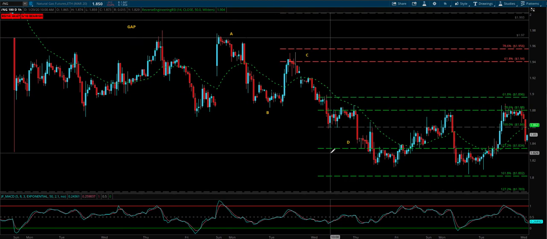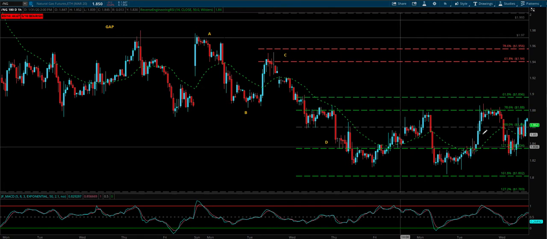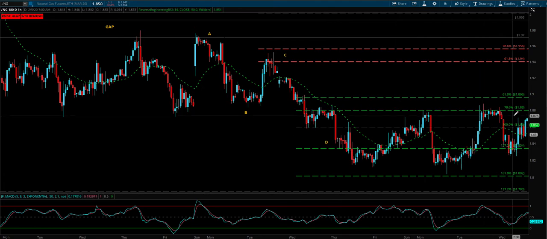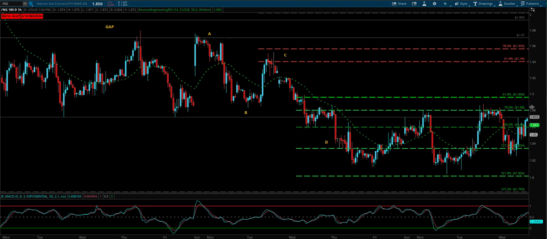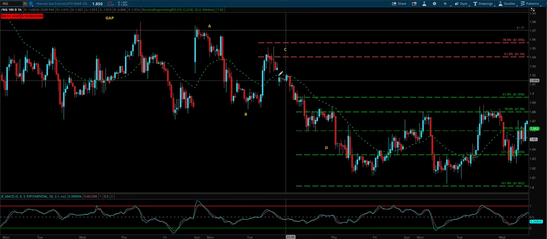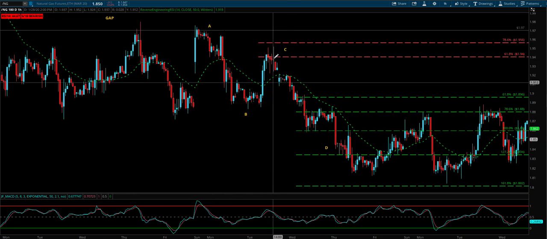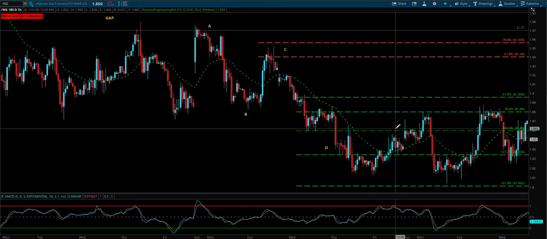So anyway, it's pretty simple. I don't think I can make it any simpler than that for you guys. It really just comes down to figuring out where point C is, whether it's a bearish or a bullish reversal. All right, so that's it.